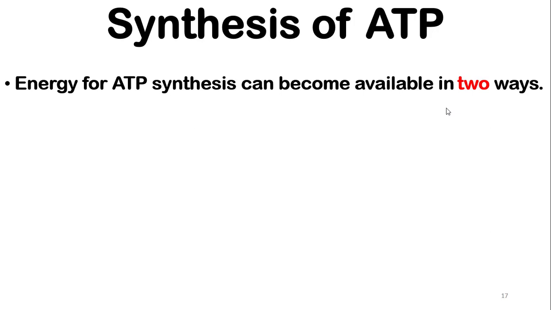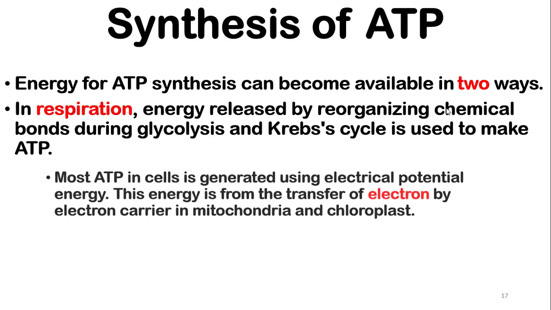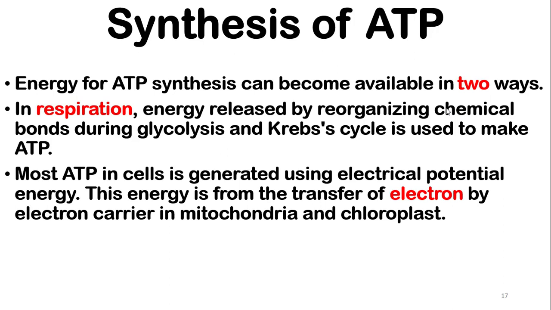Energy for ATP synthesis can become available in 2 ways. Number 1, in respiration, energy released by reorganizing chemical bonds during glycolysis and Krebs cycle is used to make ATP. Number 2, most ATP in cell is generated using electrical potential energy. This energy is from the transfer of electrons by electron carriers in mitochondria and chloroplast. We are going to study them in the 4th step of respiration.